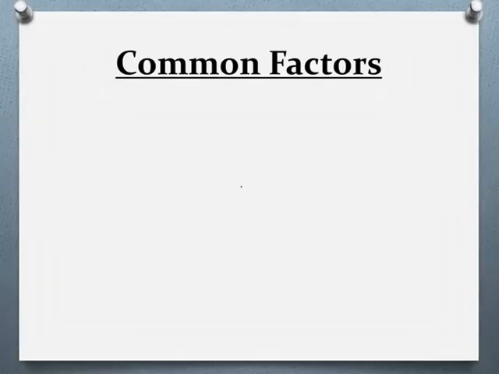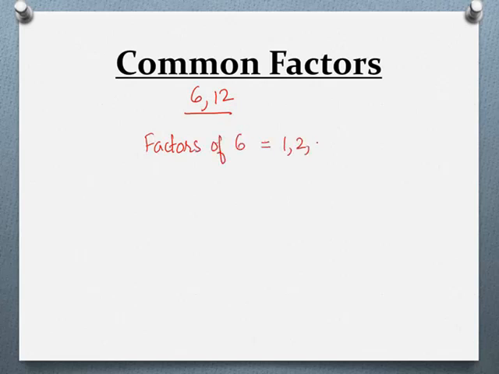Common factors. Let's see how we can find common factors of any 2 or 3 numbers using an example. So here I am taking two numbers 6 and 12. So first let's list out all the factors of 6 and 12. So factors of 6 are 1, 2, 3 and 6. Factors of 12 are 1, 2, 3, 4, 6 and 12.